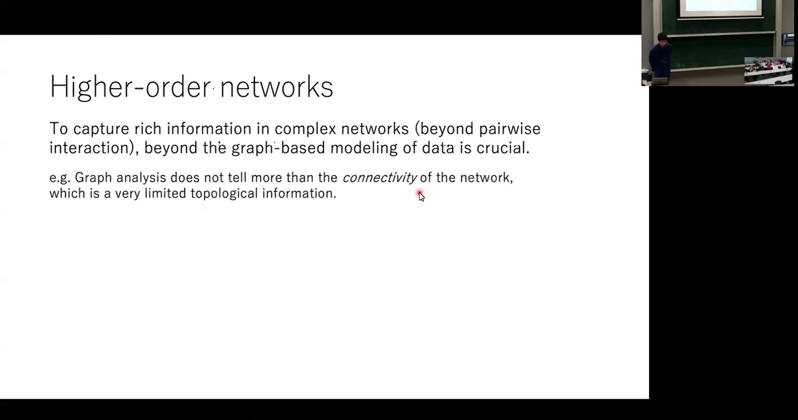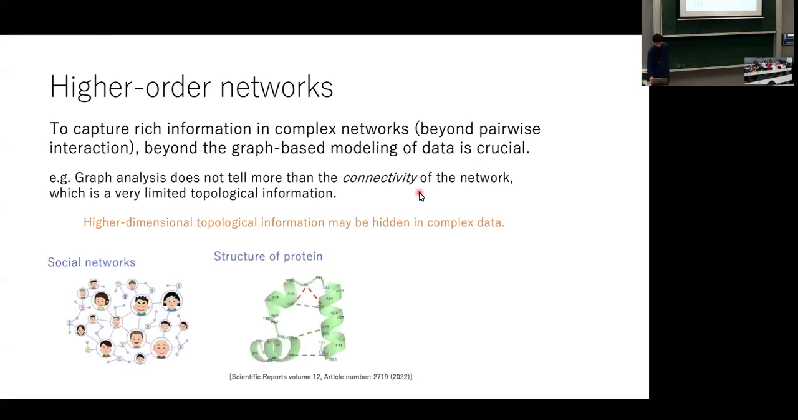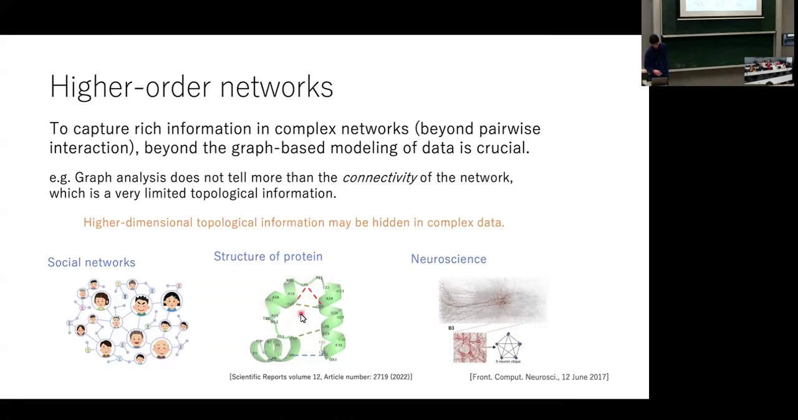For example, graph analysis does not straightforwardly tell us more than the connectivity of the network, which is very limited topological information. But more higher order dimensional topological information may be hidden in complex data. For example, nowadays there are many kinds of complex information, such as complex networks, the structure of proteins, or even immunoscience.